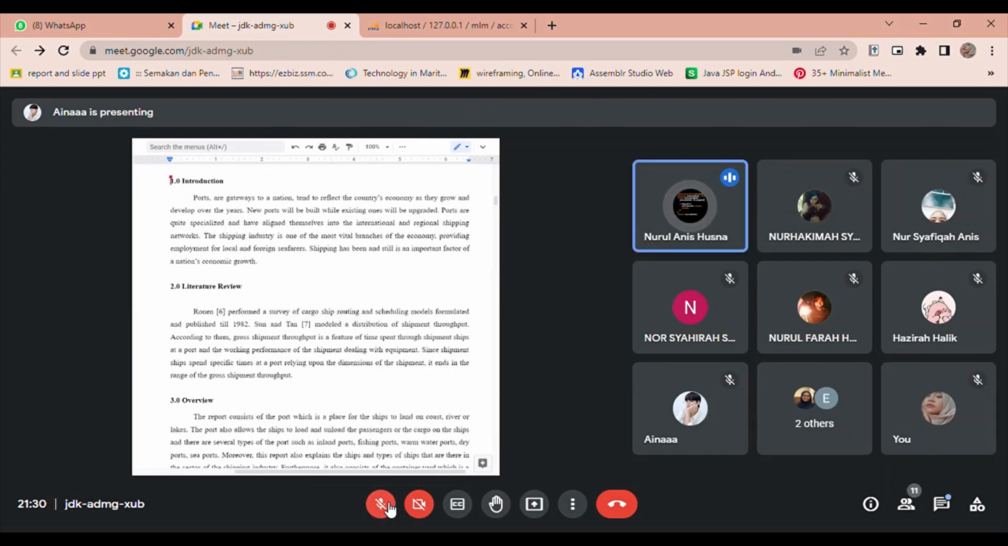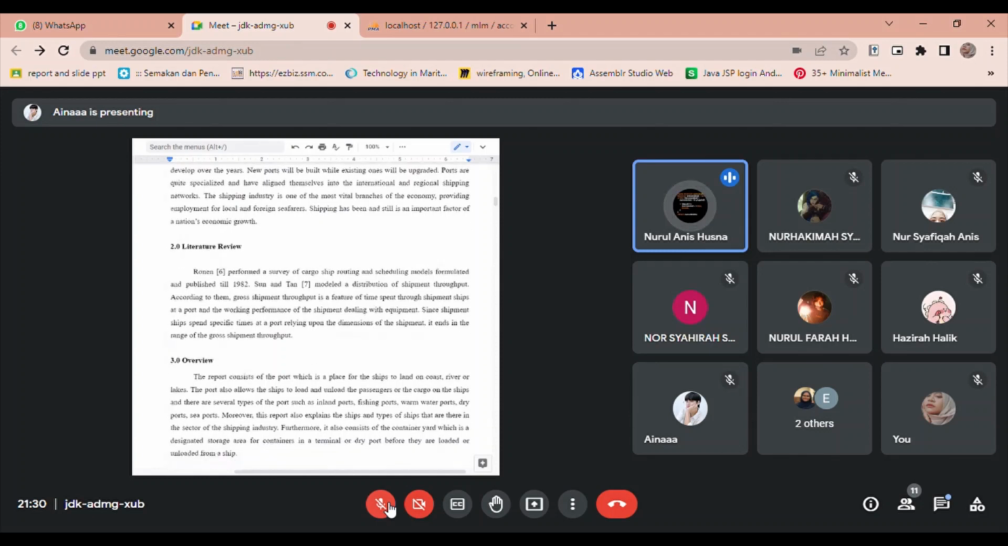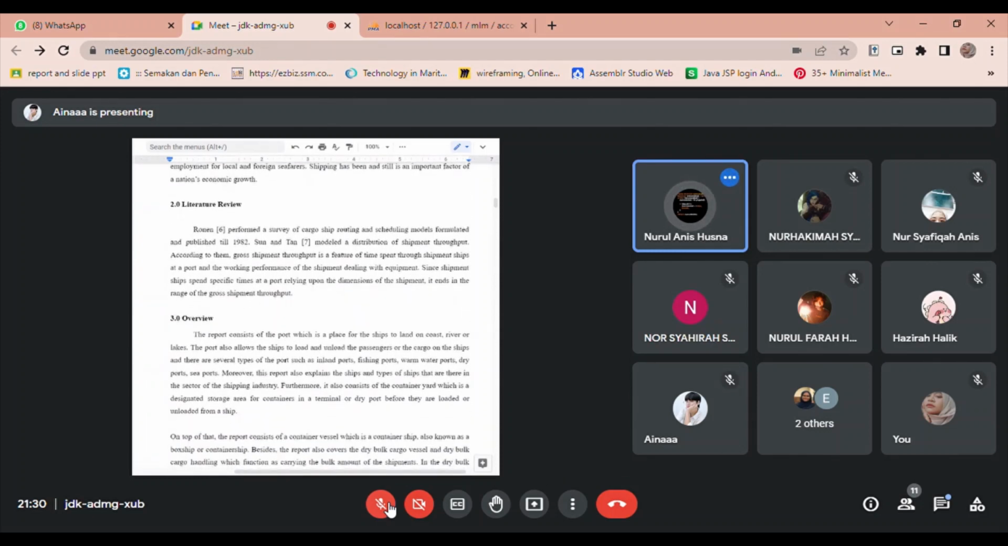Next is the literature review. I have three reviews, which are Ronan, who performed a survey of cargo ship routing and scheduling models formulated and published till 1982. Next is Sun and Tan, model distribution of shipment throughput. According to them, gross shipment throughput is a feature of time spent by a ship at the port. Since a shipment should spend a specific time at the port, relying upon the dimension of the shipment, it is in the range of the gross shipment throughput.